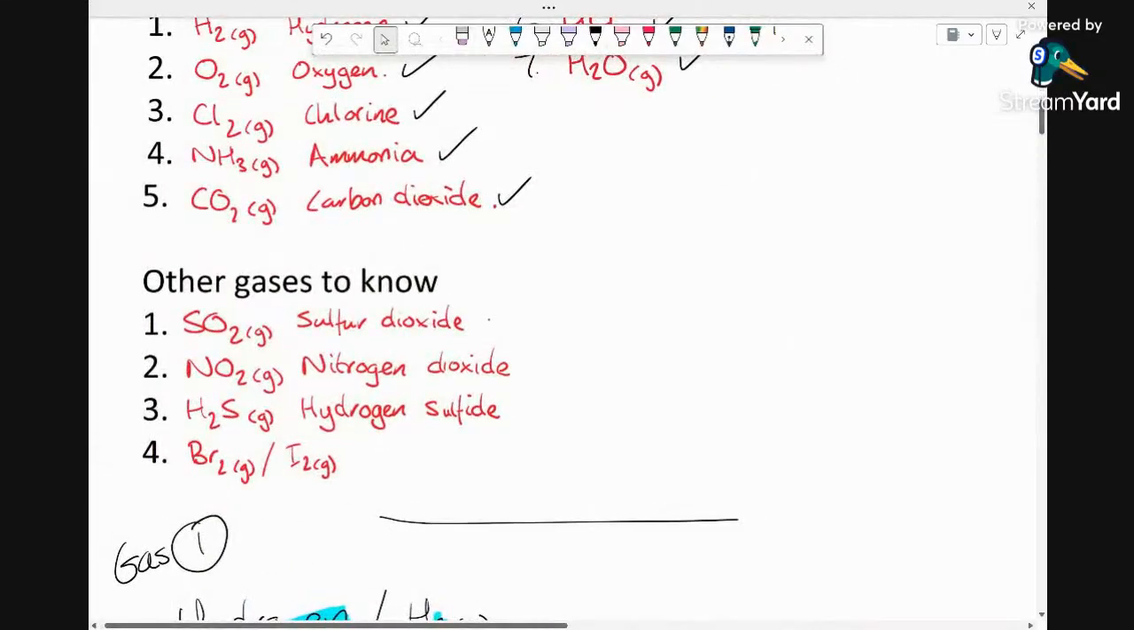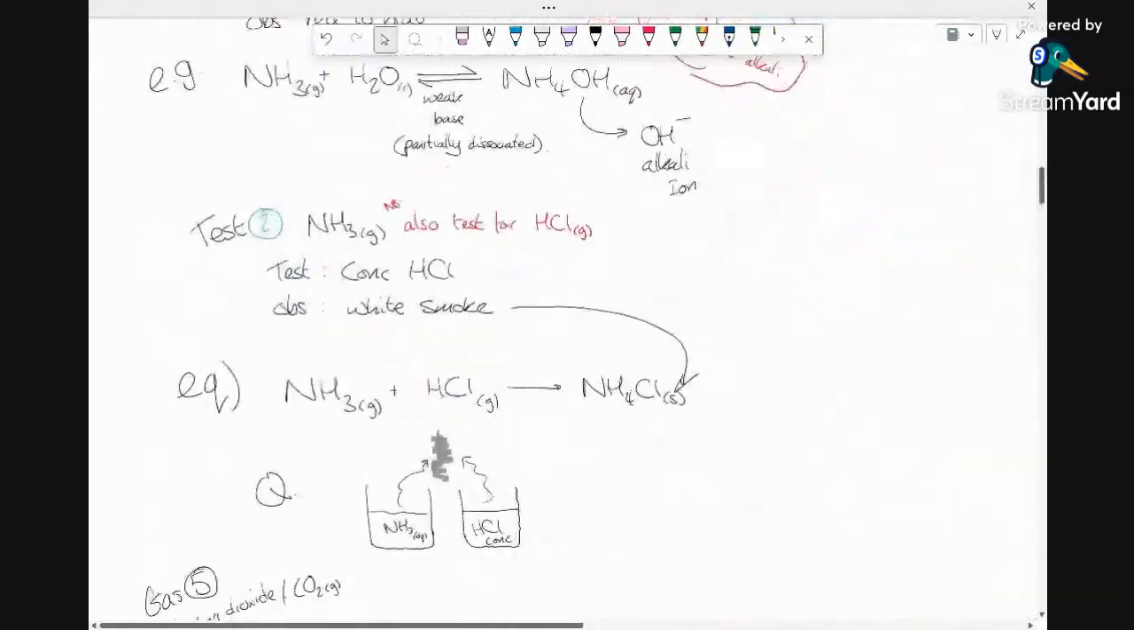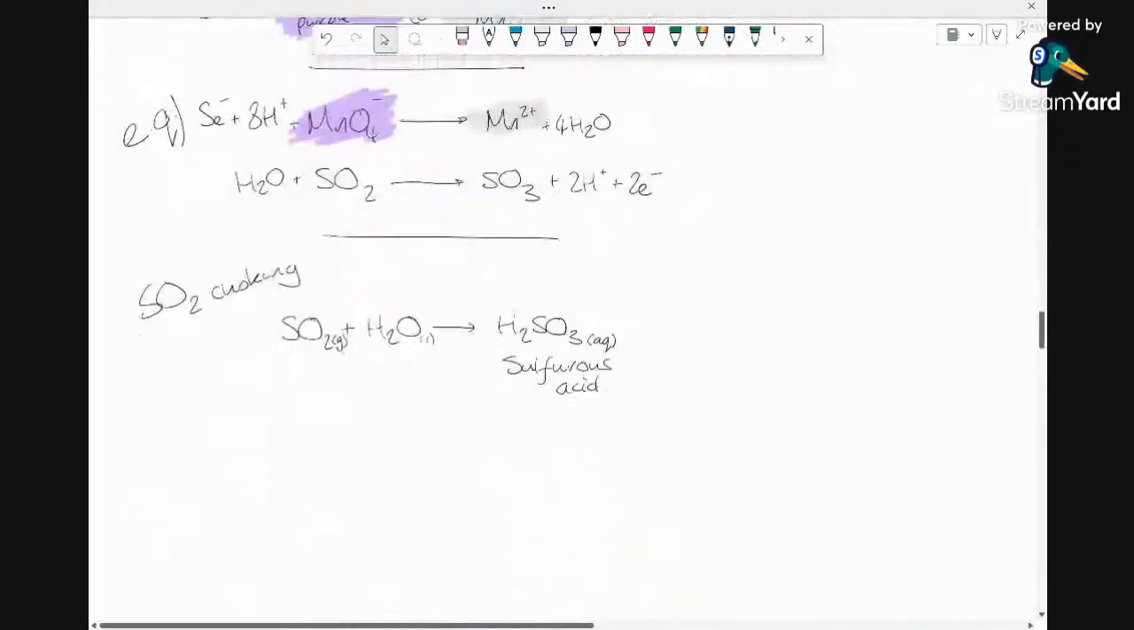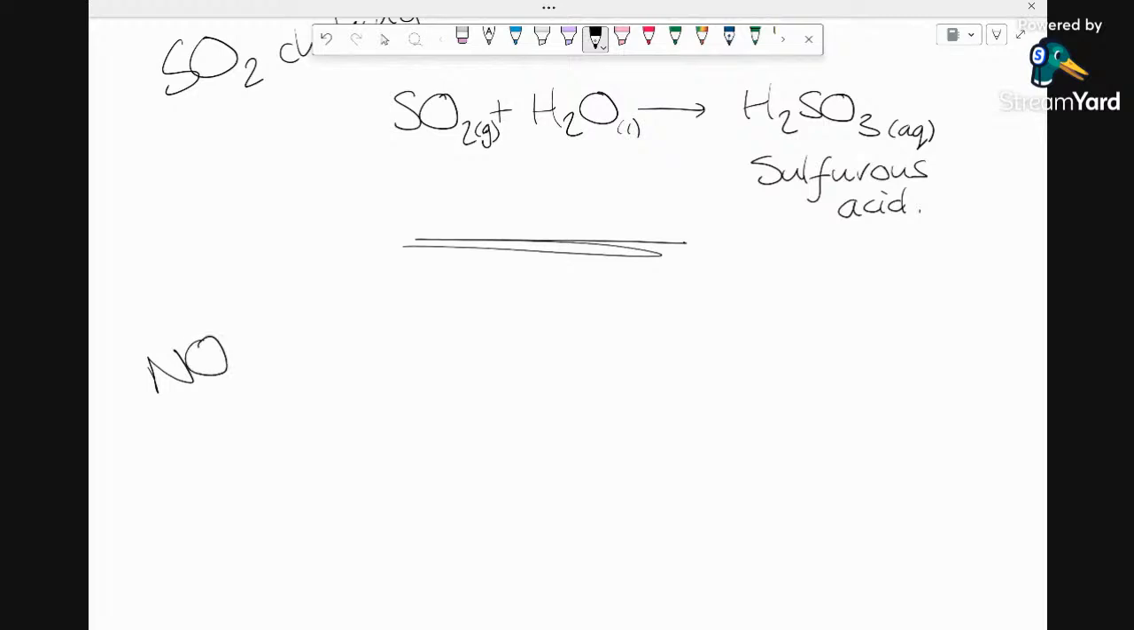I'm loving these lessons where I just get to tick off all these gases. Right, NO2. There is a test for NO2. You don't need to know it, which is great, and they've never actually asked it, which is kind of nice. But NO2 is a gas to know, which is nitrogen dioxide.